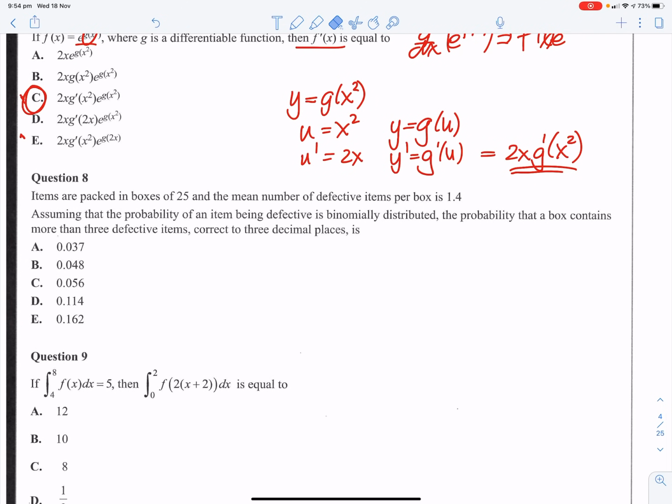Items are packed in boxes of 25, and the mean number of defective items per box is 1.4. So we know n is 25, mu is n times p, that's 1.4.